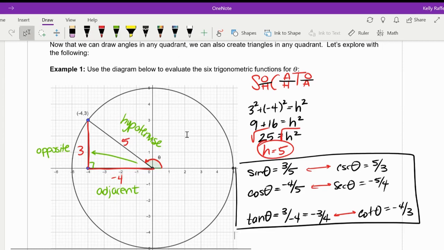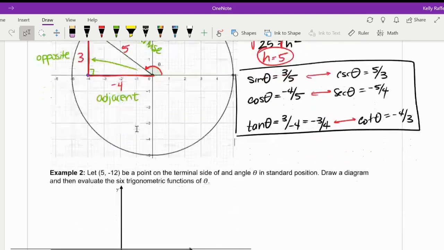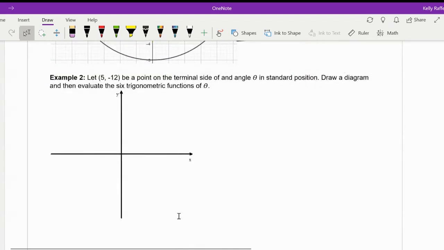So I'll do one more example for us. Well, maybe like 1.5. I'm going to scroll down here to this guy. And this time we're graphing the triangle. So it says let 5, -12 be a point on the terminal side of our angle. So that means first I'm going to graph that point. So I'm going to go over 5. And then -12, I'm just going to say, let's put it down there somewhere.